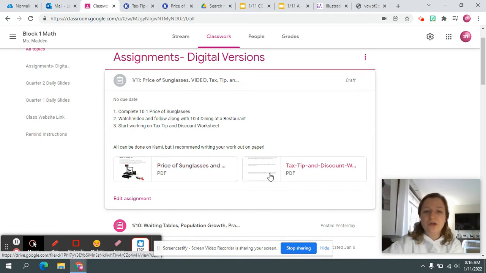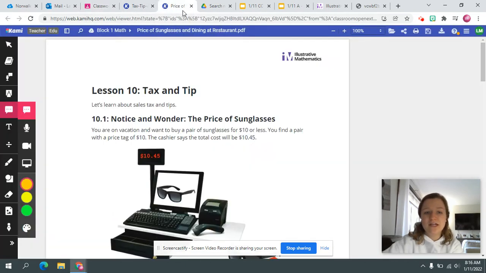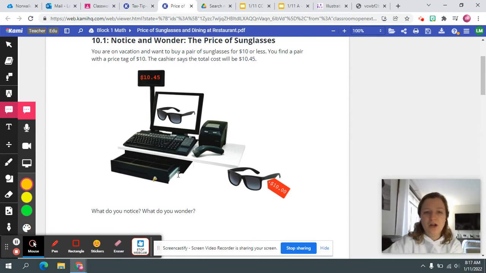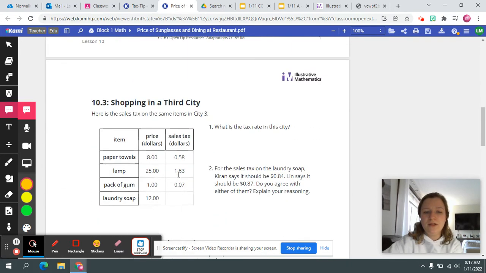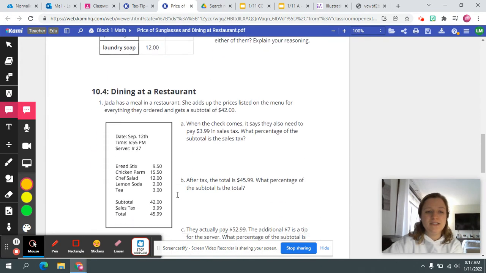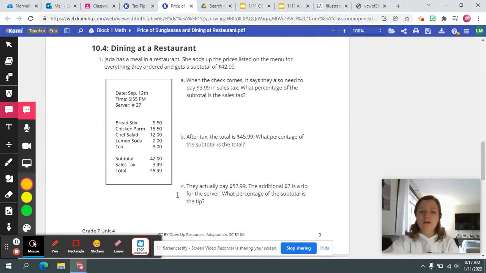So in this video, we are going to walk through the assignment after price of sunglasses. So we're going to just get right to that. You'll complete this part on your own, and you'll see I have it open up in Kami, and then we're skipping right over this part into 10.4. So we're going to do this together. You can open it up in Kami yourself. You already have access to the assignment. You can fill it out as I am, or you can just write it on paper. It's completely up to you.